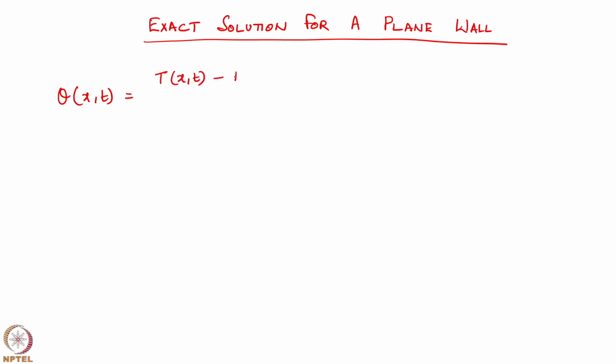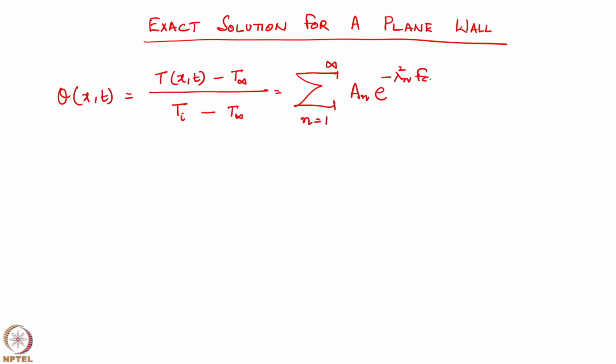Theta, that is T of x comma t minus T infinity divided by Ti minus T infinity, is given by the sum from n equal to 1 to infinity of A_n e to the power of minus lambda_n squared Fourier number times cos of lambda_n X.